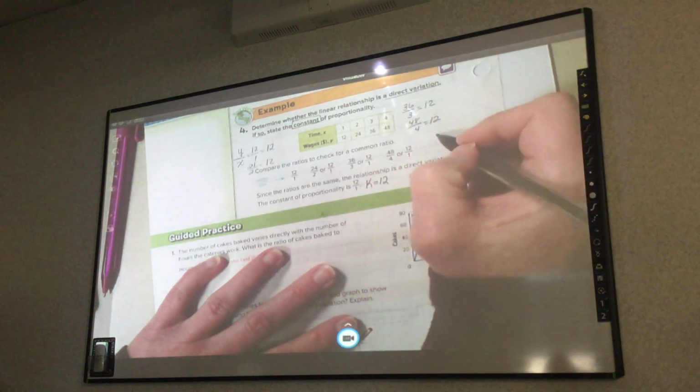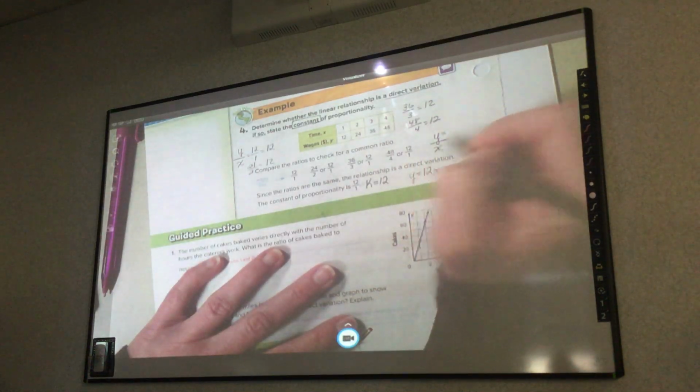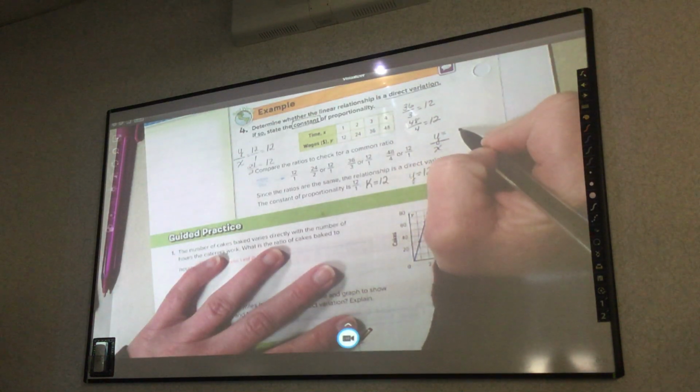And then, what is Y? We have to do some labels. What's the label for Y? Wages, or dollars, money.